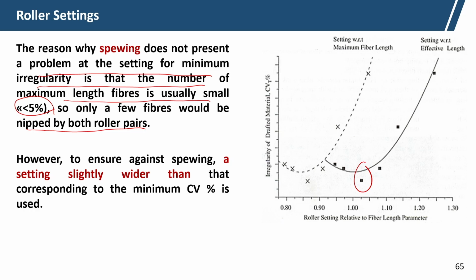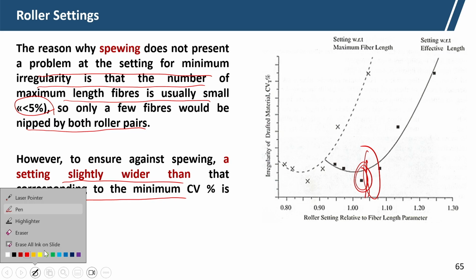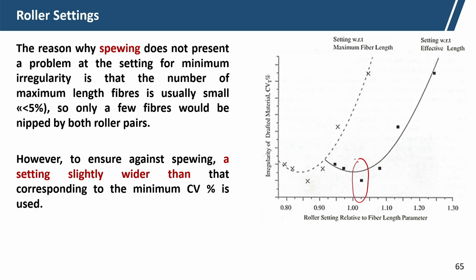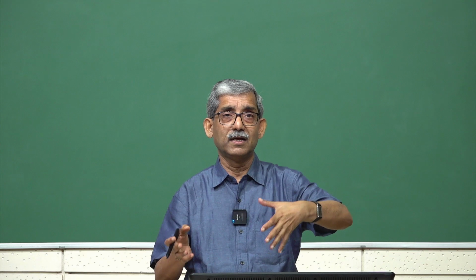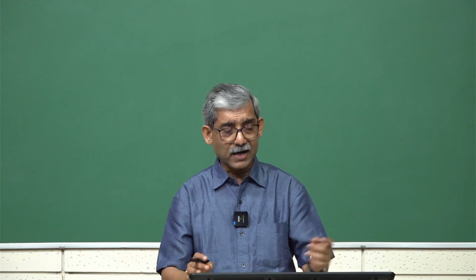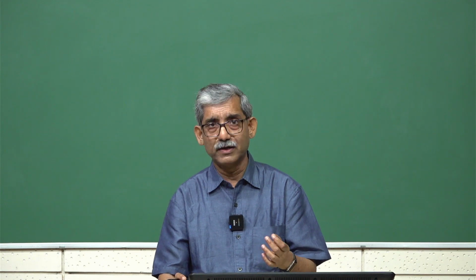However, to ensure against the spewing effect, a setting slightly wider than the corresponding minimum CV is required. Here the minimum CV is at the effective length, so we try to set the roller setting a little bit more, beyond the minimum CV, to avoid the spewing effect. If the spewing effect is there, then it will generate additional unevenness.